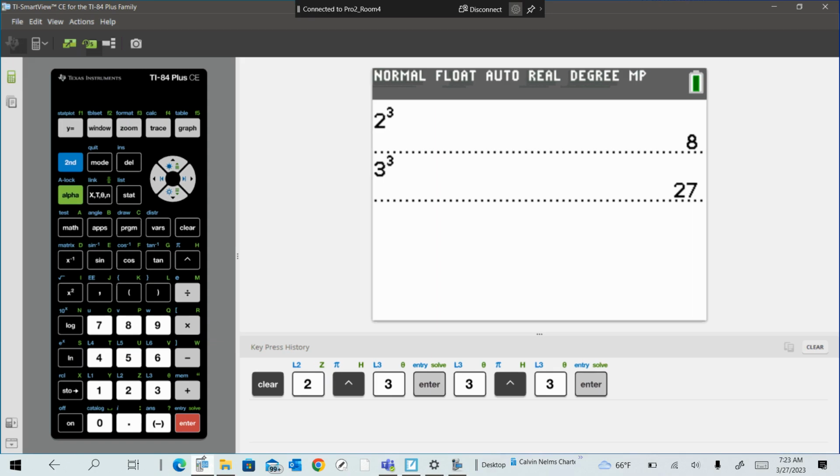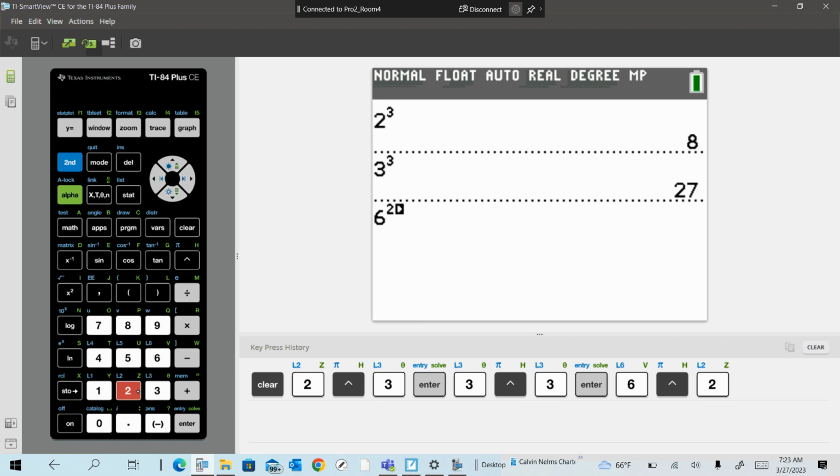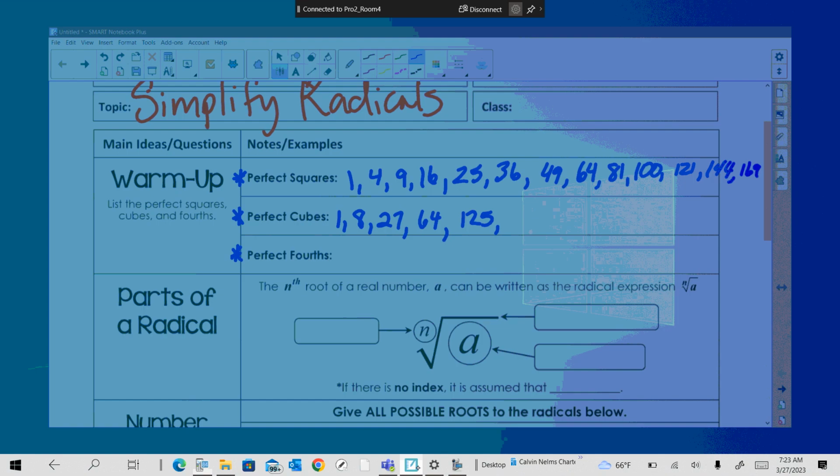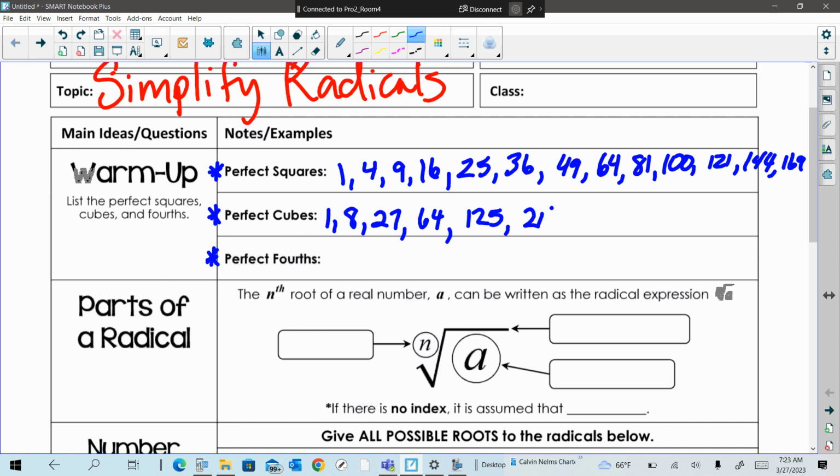6 cubed, that one I forgot, is 216. Then 343, 512, 729, and so on. So you take the number and you raise it to the power of 3.